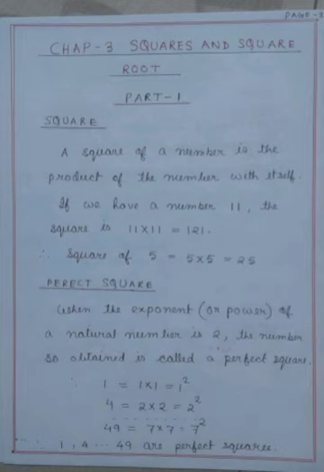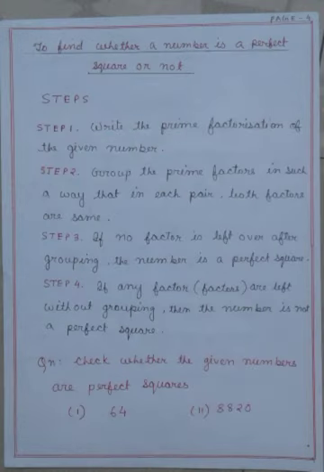So 4 is also a perfect square. If I write 49, 49 is 7 into 7, that is 7 square. So 49 is also a perfect square. That is, if we express a natural number in the form of its square, then it is a perfect square.